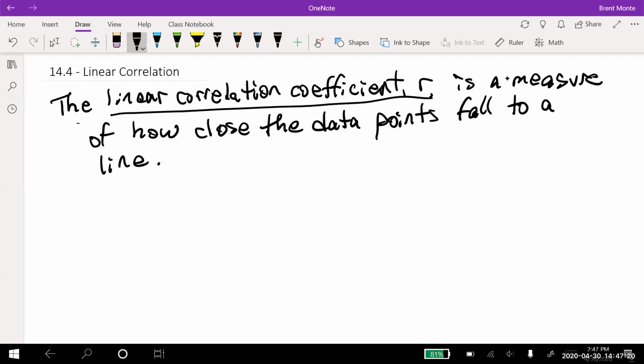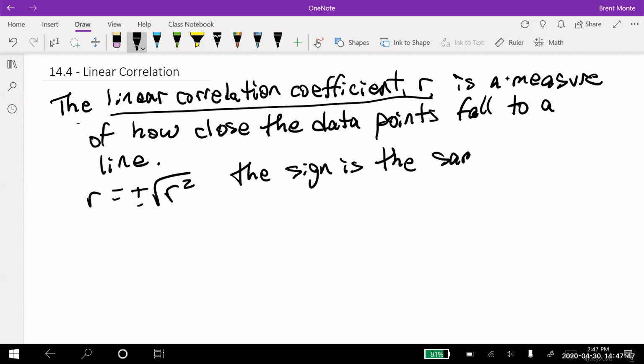And so I'll show you a picture of these in just a second, but notice it's R. Coefficient of determination was R squared. In fact, R is the square root of R squared. And it might be plus or minus. Remember, when we take a square root, it's plus or minus. So what happens here, we can actually calculate R from R squared. We don't know the sign though, but the sign is the same as the slope.